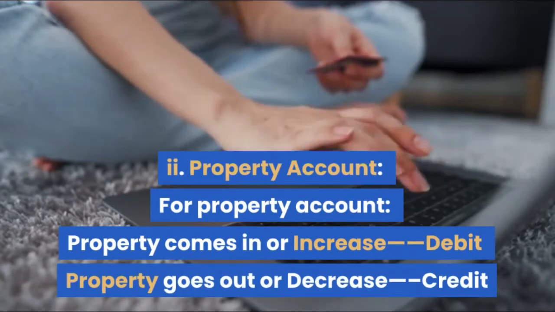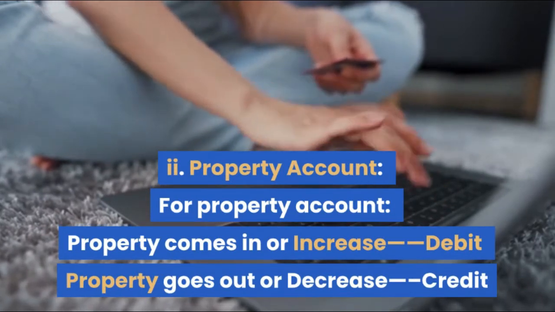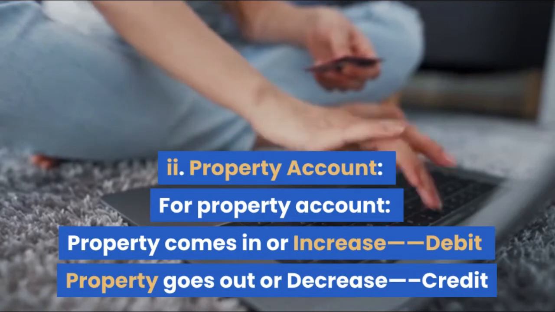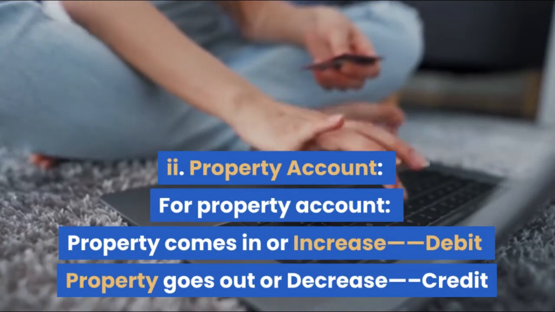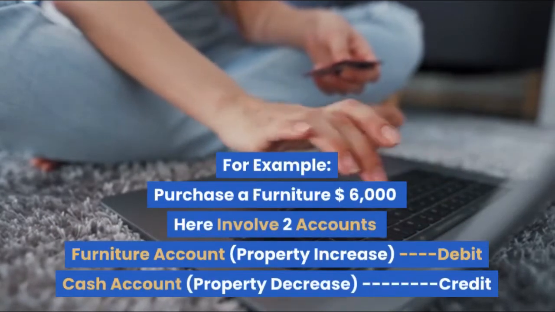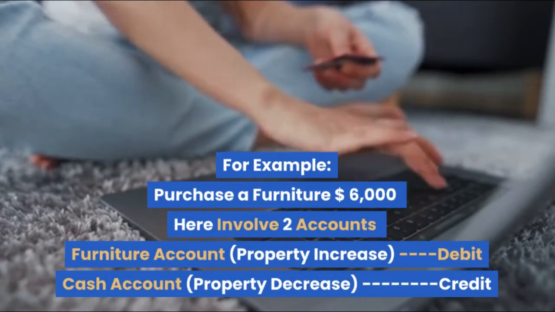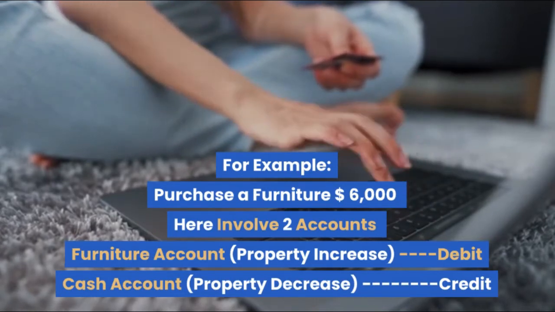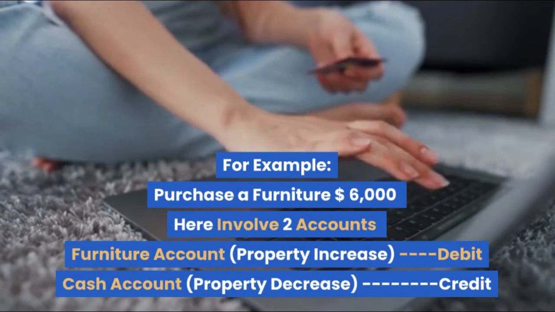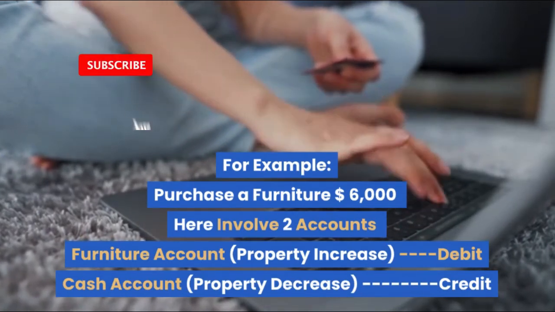Now, we come to 2. Property account. For property account: property comes in or increases, debit. Property goes out or decreases, credit. For example, purchase of furniture $6,000. Here two accounts are involved. Furniture account, property increase, debit. Cash account, property decrease, credit.